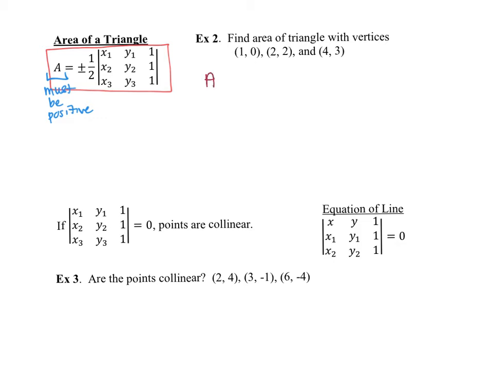Okay, so according to the area, it says plus or minus 1/2. I'm going to leave it 1/2. And then later on, I will go back and fix it based on if it's positive or negative, because they really want me to do absolute value. So it says x1, y1, 1. So for my first ordered pair, I have 1, 0. For the next ordered pair, I have 2, 2. Third ordered pair, I have 4, 3. And then I'm just going to keep that third column always ones. Okay, so I just need to find the determinant of that little matrix.